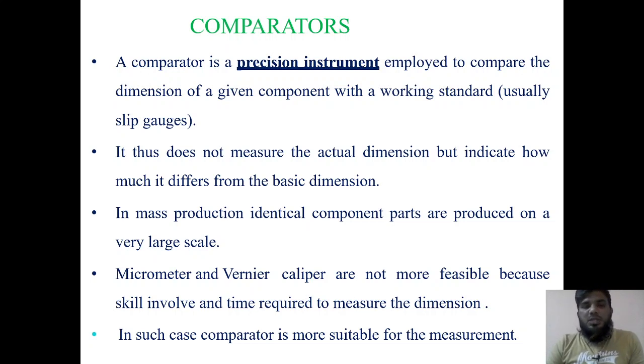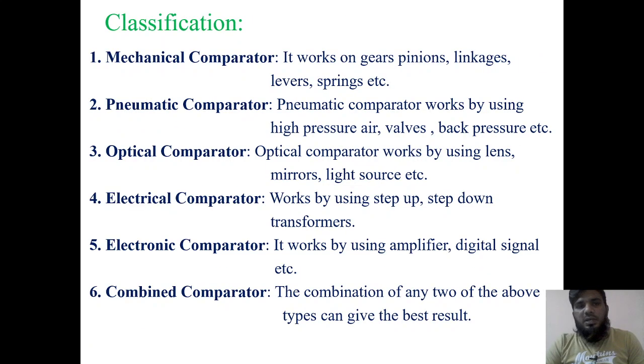In mass production, identical component parts are produced on a large scale. For measuring on a large scale, we cannot use micrometers and vernier calipers, because we cannot take each and every object and inspect them. In such cases we can use comparators for measurement. Generally comparators are classified into these 6 types, based upon the type of device or mechanism used for the working of the comparator.